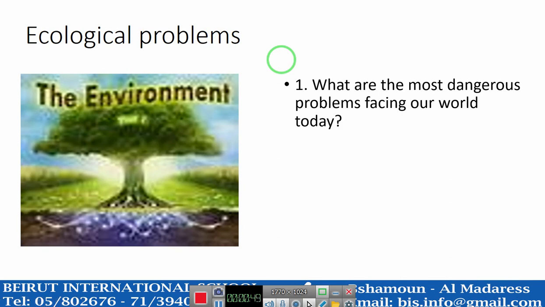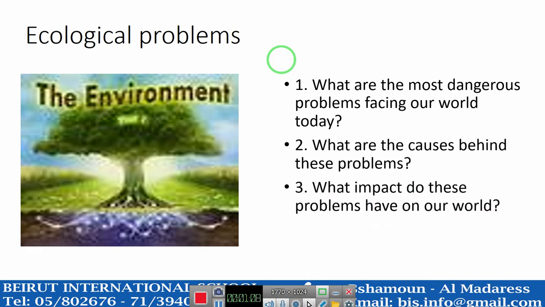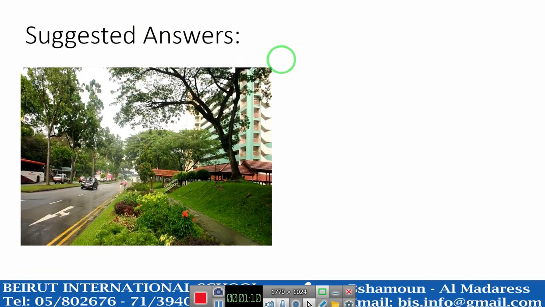The first part sheds light on the ecological problems. Before reading the suggested answers given to you, try to take a few minutes to answer the questions by yourselves. The questions are: what are the most dangerous problems facing our world today? What are the causes behind these problems? What impact do these problems have on our world?